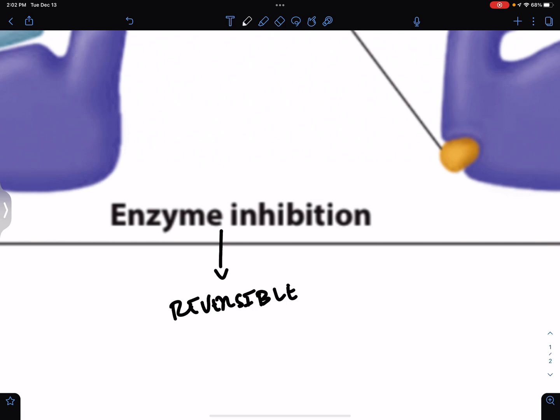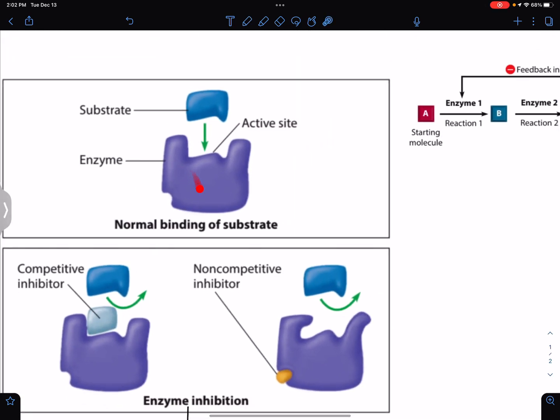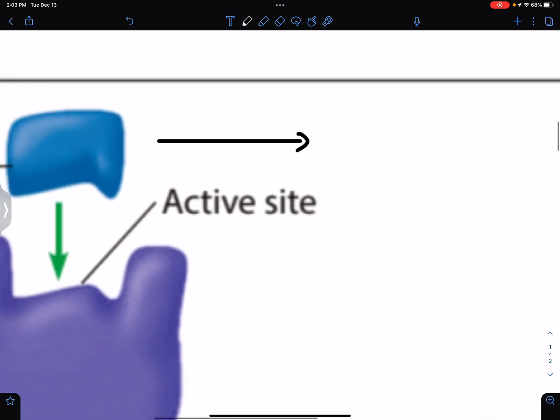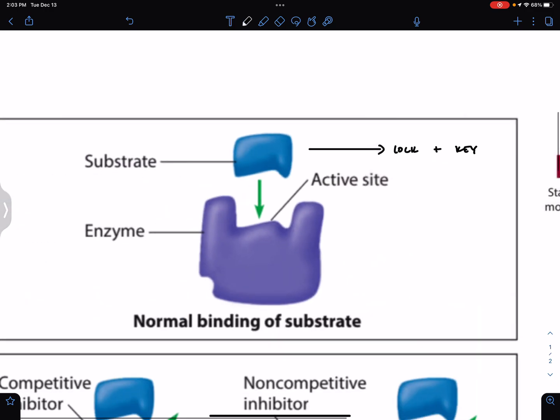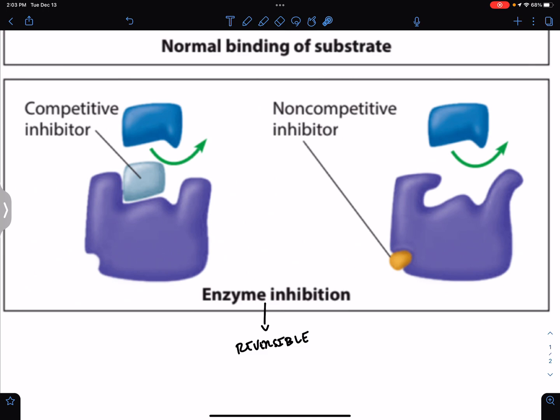Okay, so here we have an enzyme with a substrate, and you'll notice that the substrate fits perfectly into the active site of this enzyme. We've been talking about this a lot, about how the enzyme active site is perfectly fitted for the substrate, but you should know that some people call this a lock and key kind of fit.